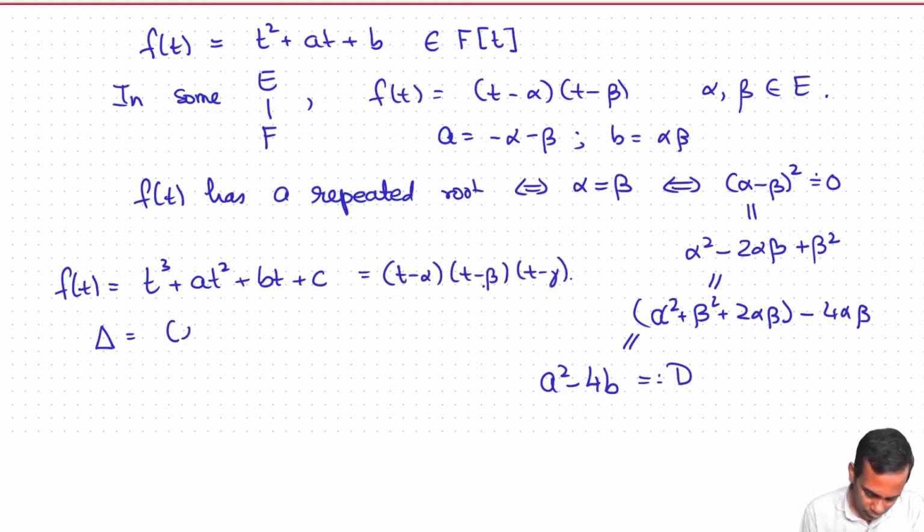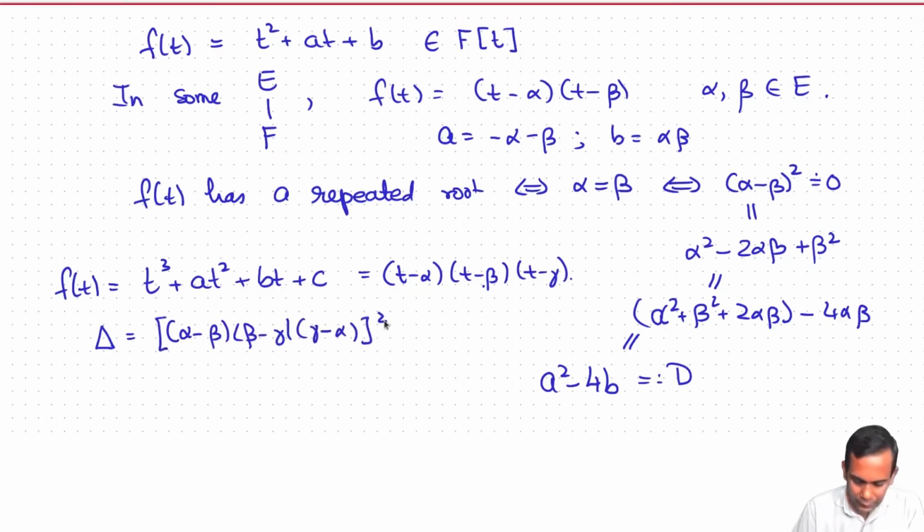Then I can take this polynomial, (alpha minus beta)(beta minus gamma)(gamma minus alpha) the whole squared. This is going to be a symmetric polynomial in the roots alpha, beta and gamma. It's going to be a degree 3 symmetric polynomial in the roots alpha, beta and gamma, and therefore it can be written as a polynomial in a, b and c. And this polynomial has repeated roots if and only if delta vanishes.